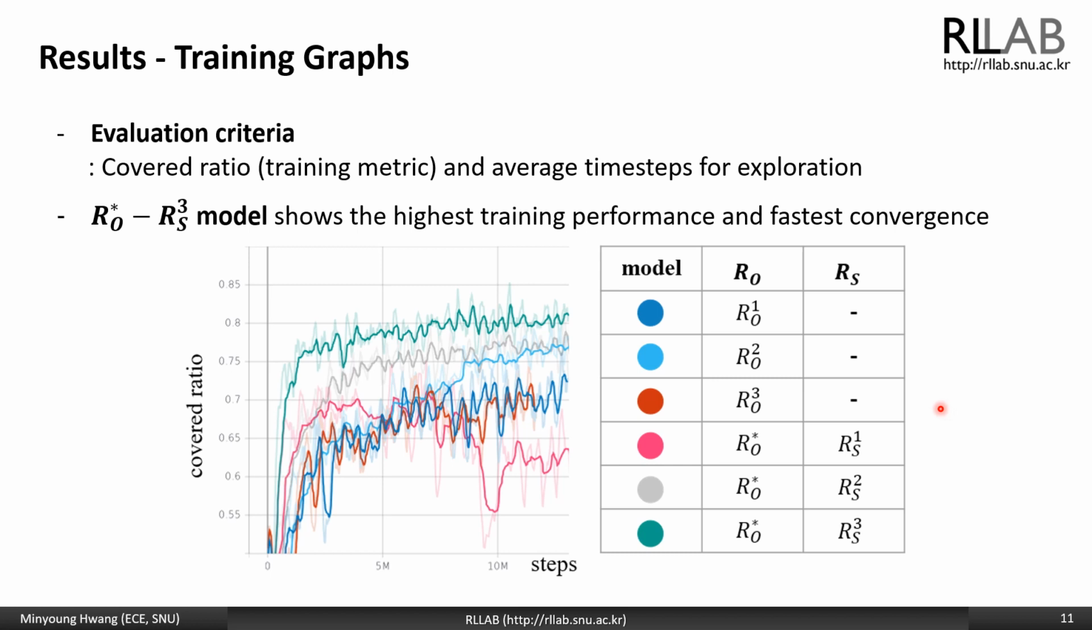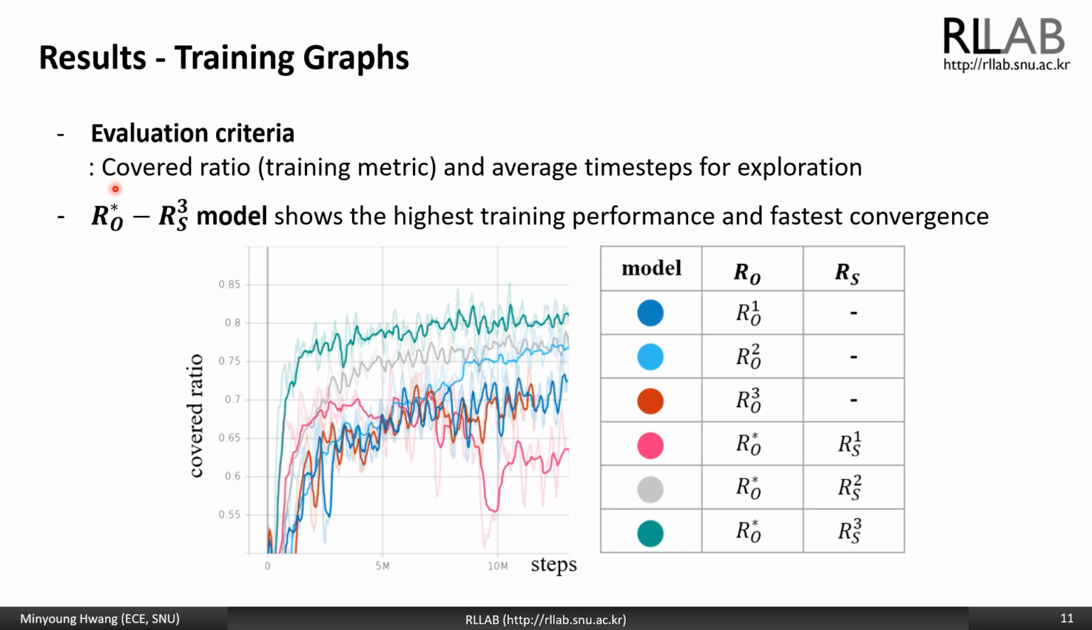Generally, in many reinforcement learning algorithms, we use average reward as a training metric. But in our research, because we shaped the reward function manually, we used the coverage ratio as the training metric. We also use this coverage ratio and average time steps as evaluation metrics.